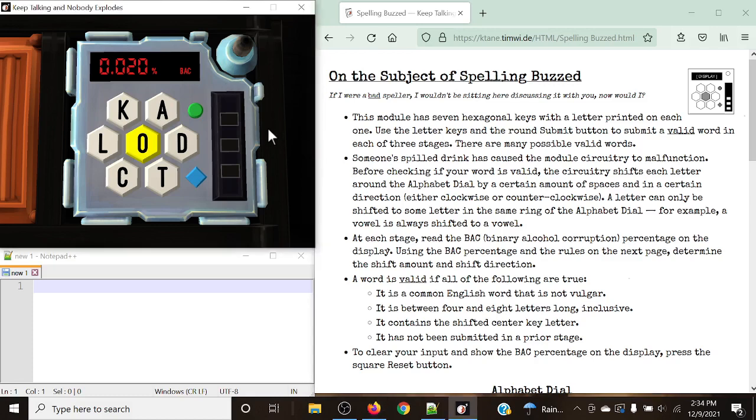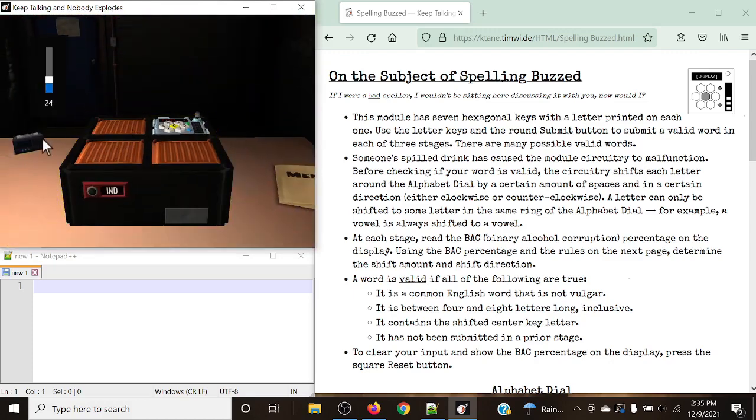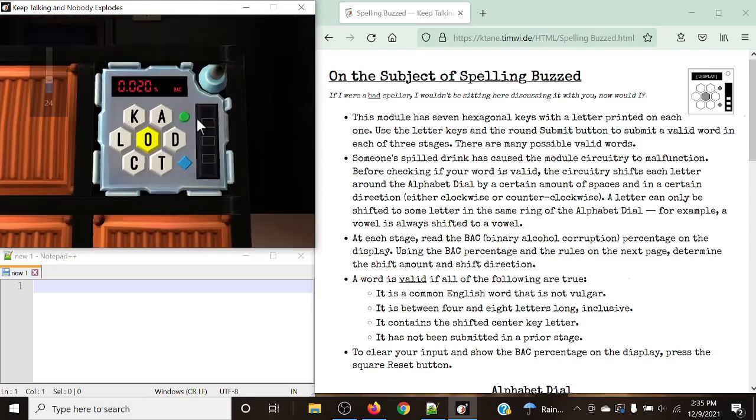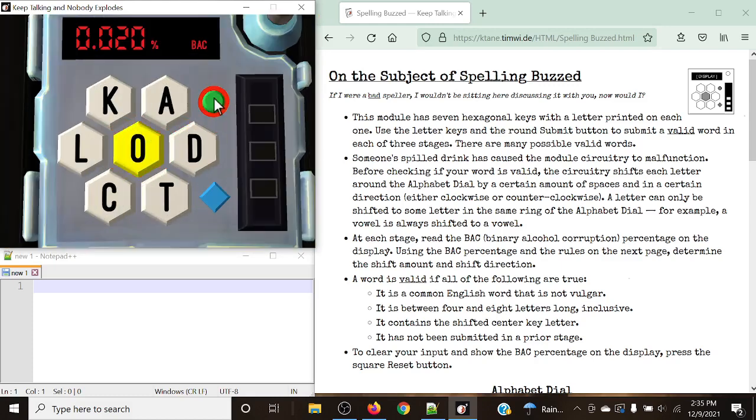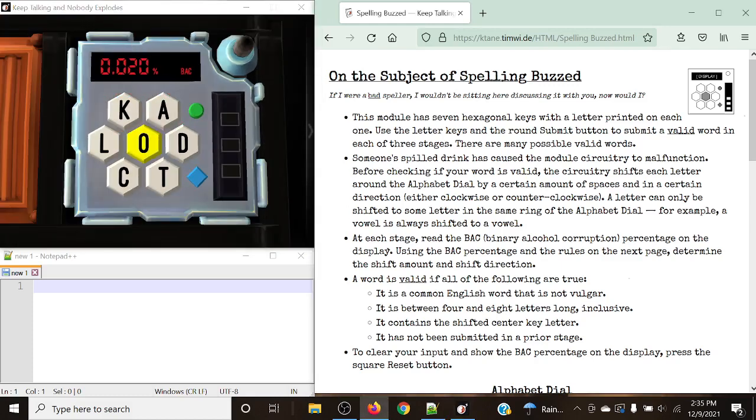So, what exactly is our goal going to be? The first thing we want to do is read to our expert what the BAC at the top is, and read each of these letters out, because these are the letters that are going to be shifted here. The top right, this little circle button, is our submit button, and this little square button is our reset button. If we happen to type in some letters here, we can simply reset it back to the screen here. So, let's get into the module.